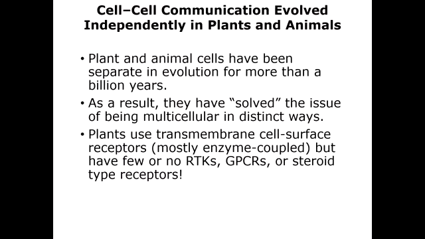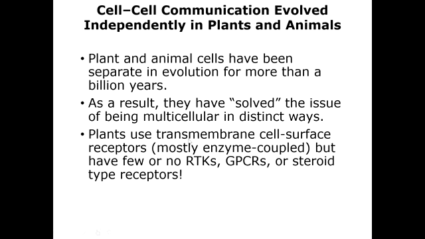So plant and animal cells have been separated in evolution for more than 1 billion years. That's a lot of time to start doing things differently. And they've solved the issue of being multicellular in distinct ways. I want to pause and explain that comment. Everything we've been talking about when we talk about cell signaling, why does it matter? If you're a single-cell bacterium, you will sense your environment, but you're not communicating with other cells. But everything we've talked about today tends to be in a multicellular context. You have to be able to talk to each other if you're one of trillions of cells to really make the system work, right? So how do you solve that?